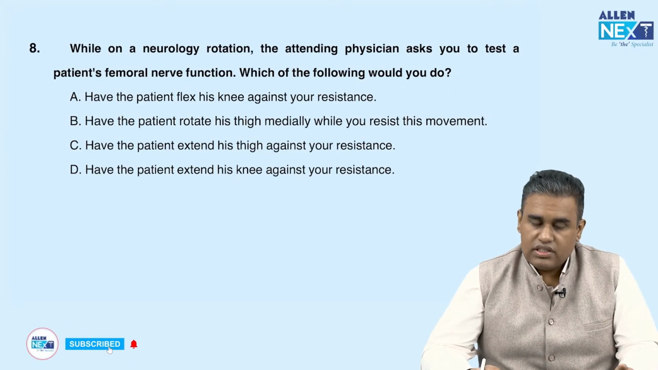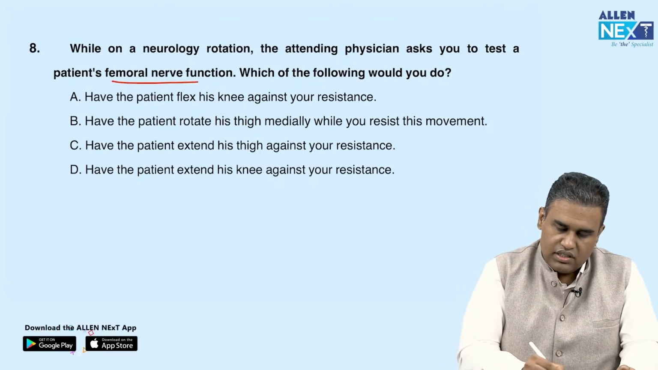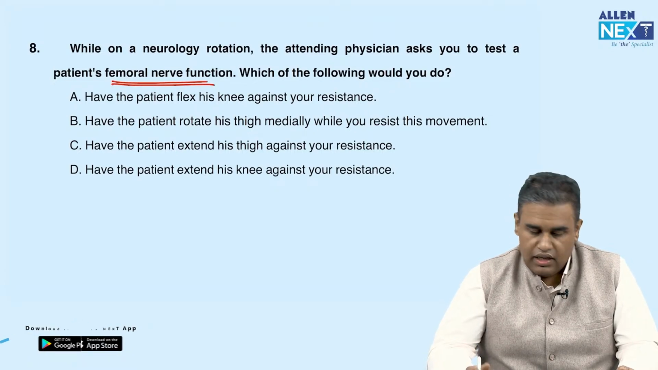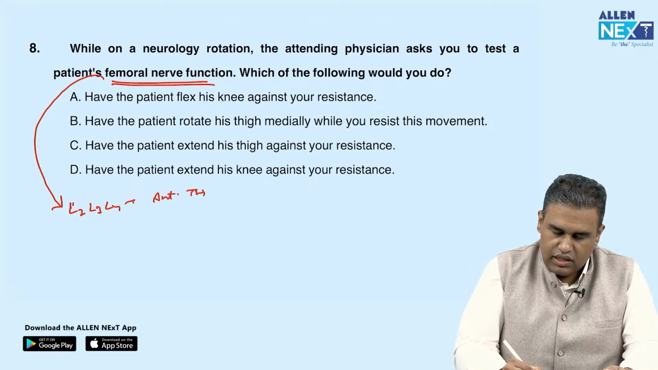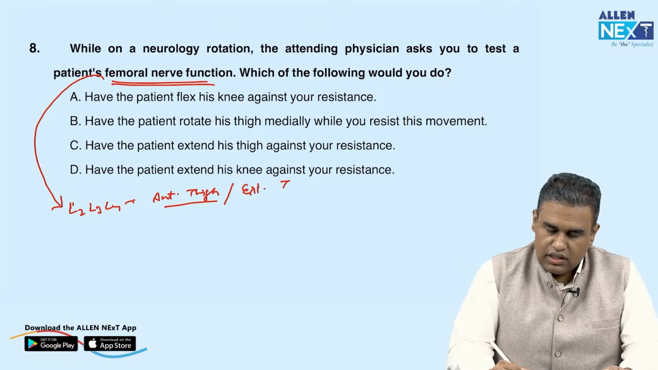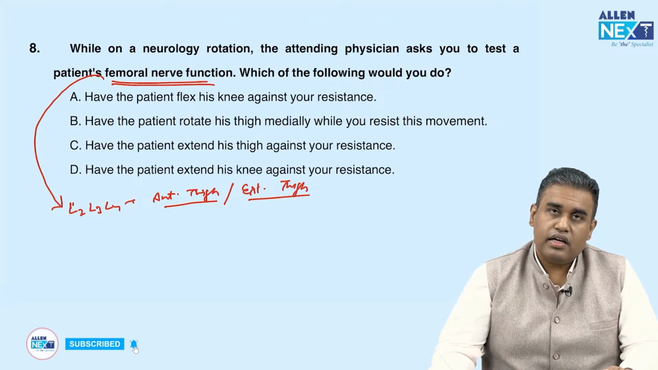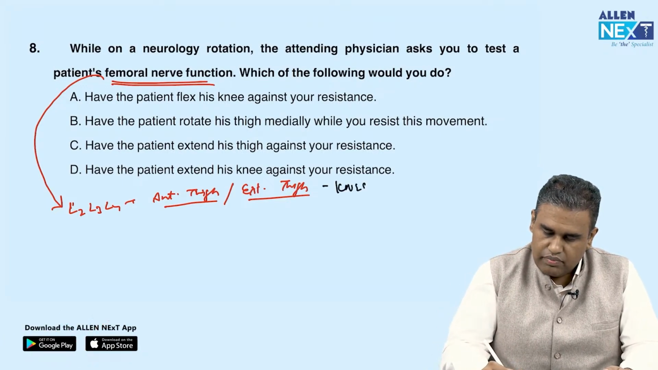While on a neurology rotation, the physician asks you to test a patient's femoral nerve function. What would you do? The femoral nerve has the root value of L2, L3, L4 and supplies the anterior compartment of the thigh. The anterior compartment of the thigh is also known as the extensor of the thigh. But what does it extend? It extends the hip or the knee joint. Please remember, it is going to extend the knee joint.